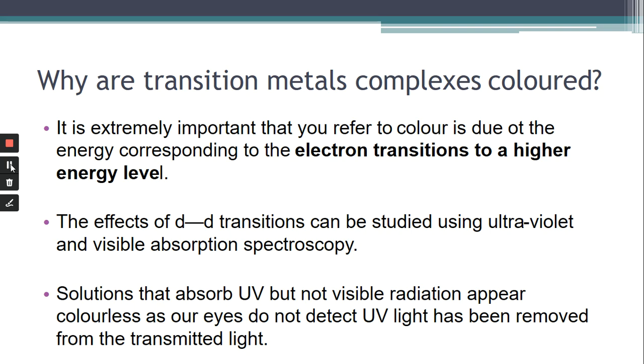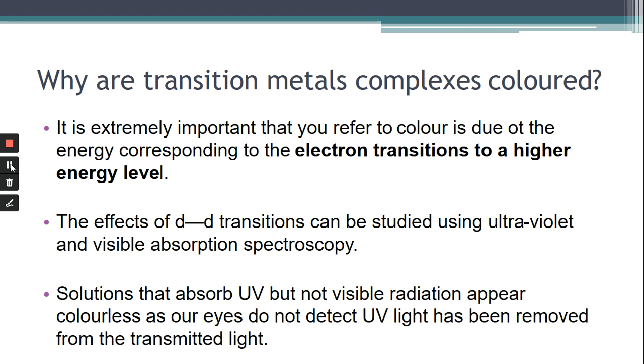So when we're talking about transition metal complexes being coloured, we need to look at what's happening. We must remember to refer to the colour coming from the energy corresponding to the electron transition to a higher energy level. In this d-d transition, we've got the 3 at the bottom, and the electron has been promoted from one of the 3 at the bottom up to your z squared or your dx squared minus y squared orbital. So the colour comes about from being promoted to the higher orbital.